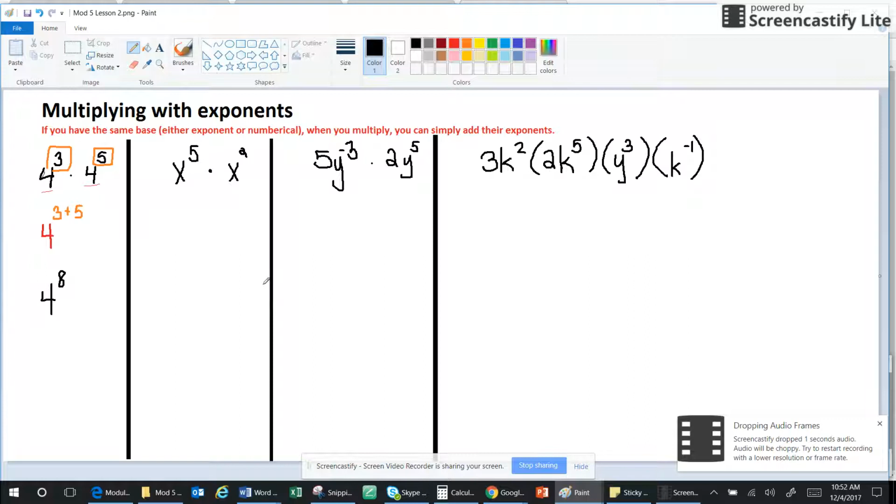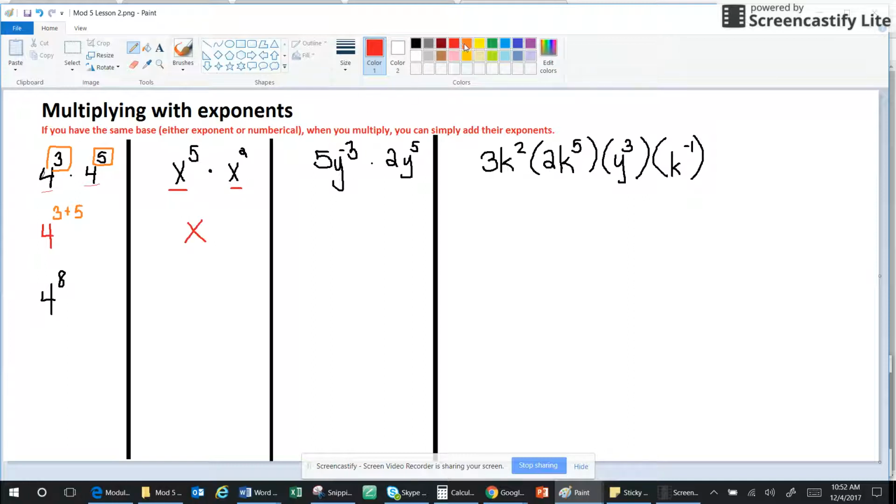All right, go ahead and try the next one. Hit continue when you're ready to check your answer. So we see we got the same base again, x's. It's multiplication, so I can just take the powers and add them together. I have 5 plus 2. So whenever I finish this, I should wind up with x to the 7th.